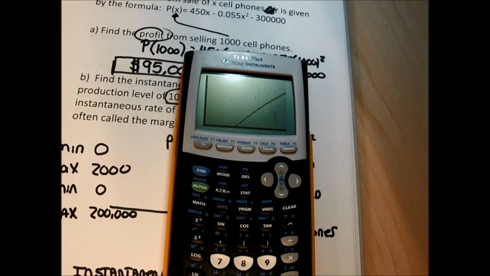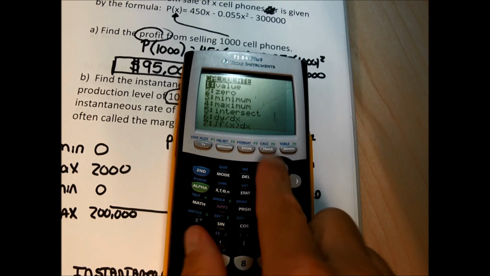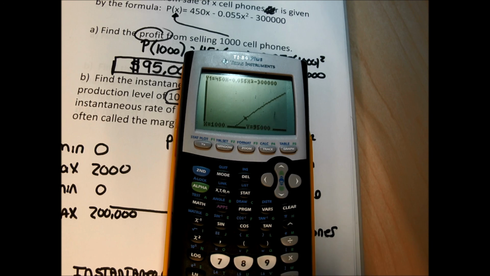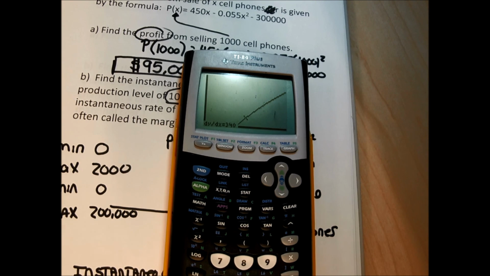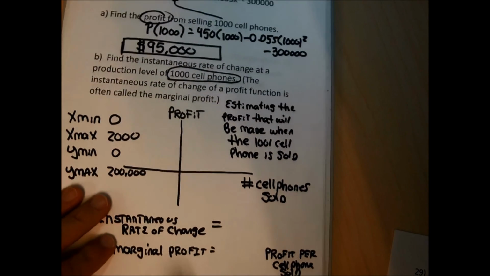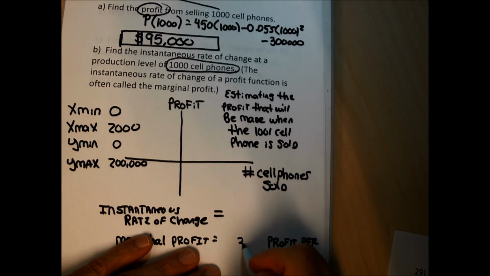To get the instantaneous rate of change, which is the marginal profit, I just go second, trace, down to option 6, the instantaneous rate of change feature on the calculator, and I type in the number 1,000. It says the instantaneous rate of change is 340 dollars per cell phone, which means when I sell the 1,001st cell phone, I expect to make $340. So maybe this is some new iPhone or Samsung Galaxy where they have huge profit margins when they can make $300 for every cell phone that they sell.